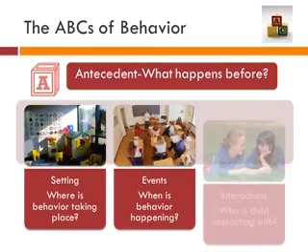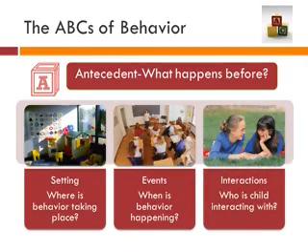The last element is interactions. Who is the child interacting with at the time the behavior occurs? Is it with another child? Is it with a teacher? Or is the child on their own? Oftentimes, certain behaviors occur with other individuals. And if we can figure that out, we can either change the dynamic of that interaction or prohibit that interaction from happening.